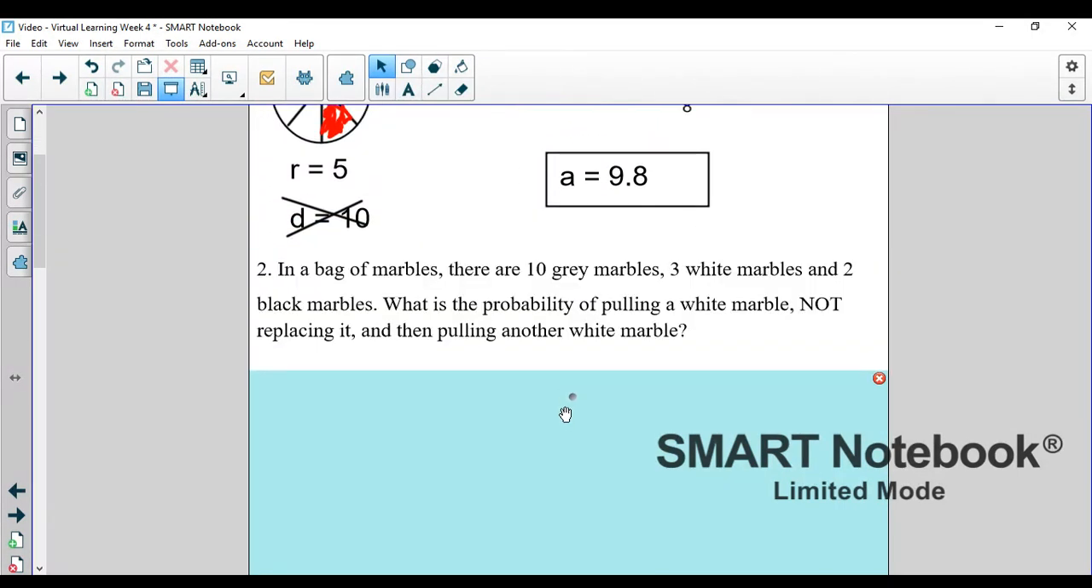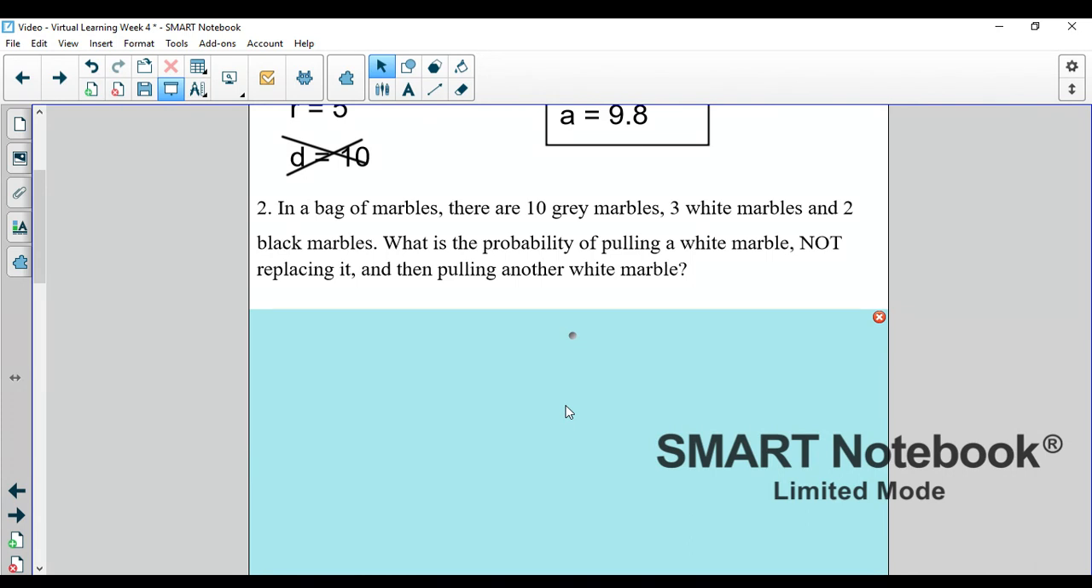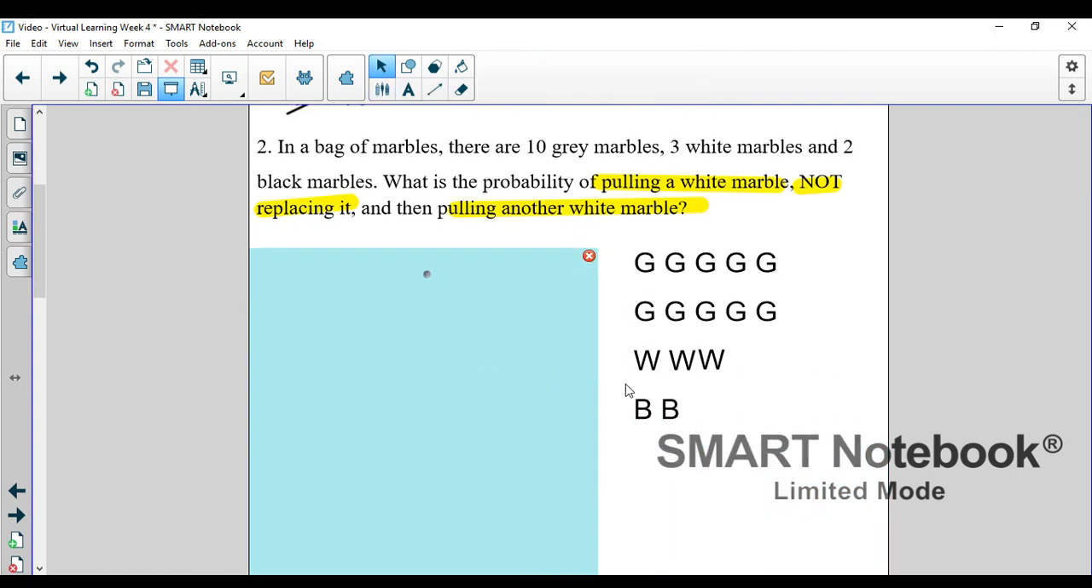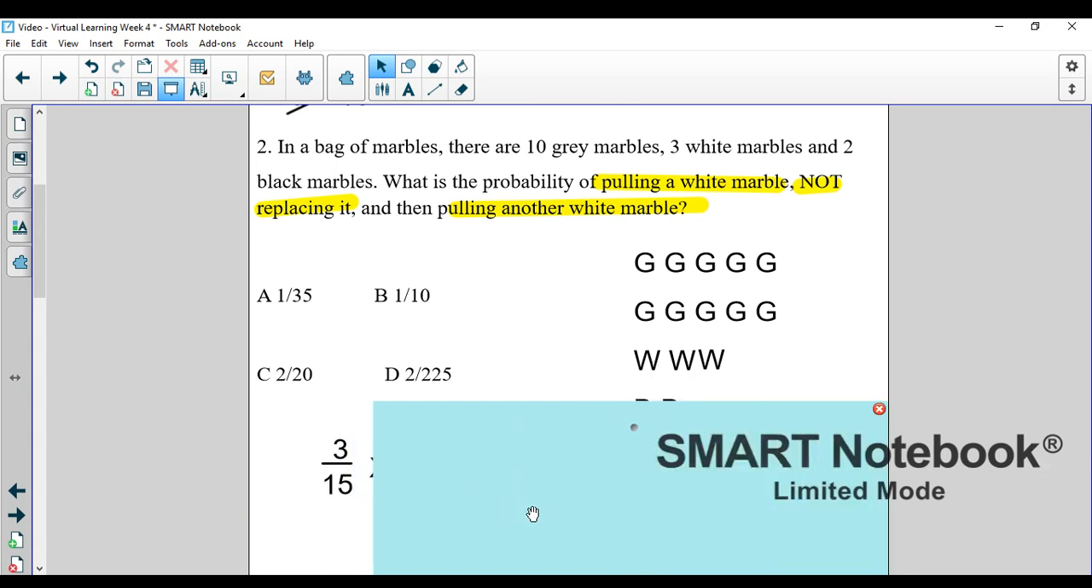Number 2, probability question. In a bag of marbles, there are 10 gray marbles, 3 white marbles, and 2 black marbles. What is the probability of reaching into that bag, pulling a white marble, not putting it back? That's a big deal. And then pulling another white marble. Well, the first thing I did was I drew the bag of marbles. I put my 10 grays, my 3 whites, and my 2 black marbles into the bag. The first thing they wanted to know, what is the probability of getting a white marble? Well, there are 3 white marbles to start out of a total of 15.